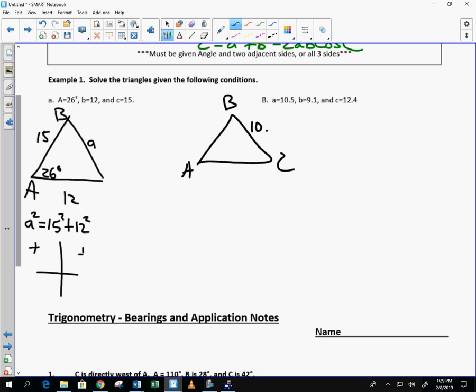What's different about this? I don't have any angles. So I've got A, B, and C, which I don't know. But then I have little a, little b, and little c, which we do know. Little a. Okay. So which of the 6 situations are we given here? Side, side, side. Awesome. So we've got side, side, side going on.